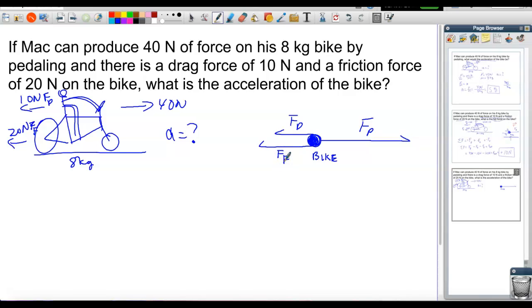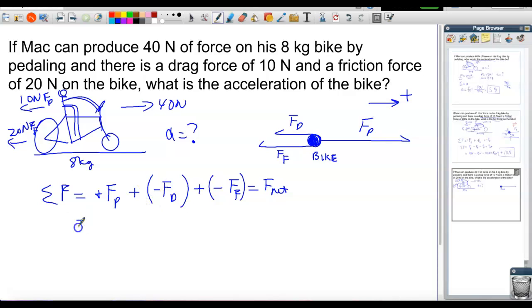So now we're going to do our sum of the forces. Let's come up here and label that this way is positive so that we can put that in our sum of the forces. So in our sum of the forces, we have our pedaling force in the positive direction plus our drag in the negative direction plus our friction force in the negative direction, and that equals our net force. Okay, so that's going to simplify. We're just going to put our negatives out there. Minus our drag, minus our friction, equals our net force.